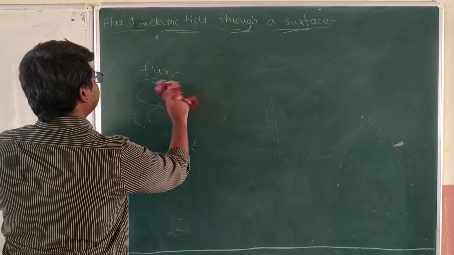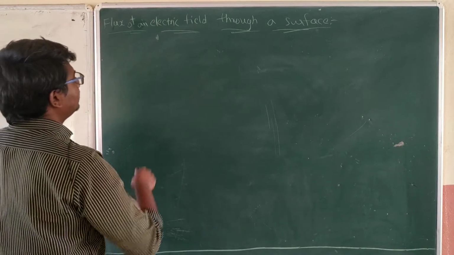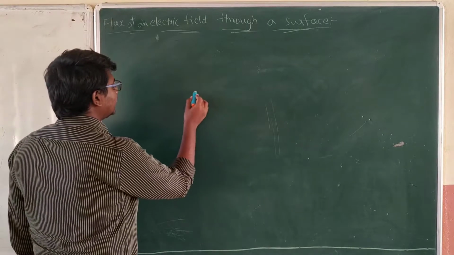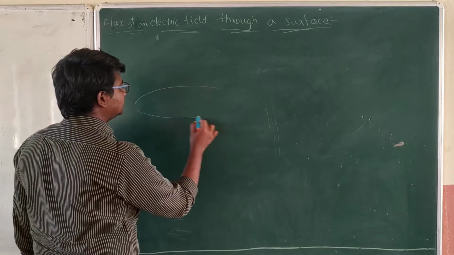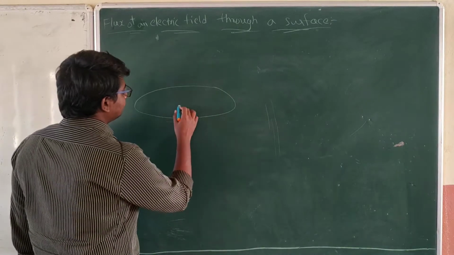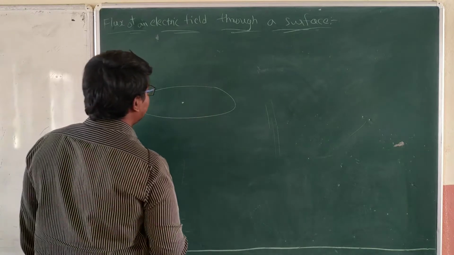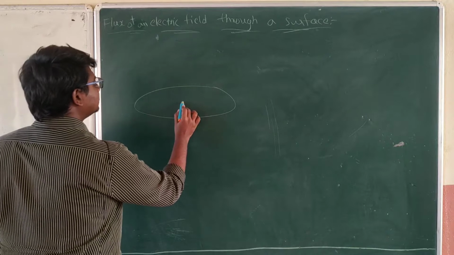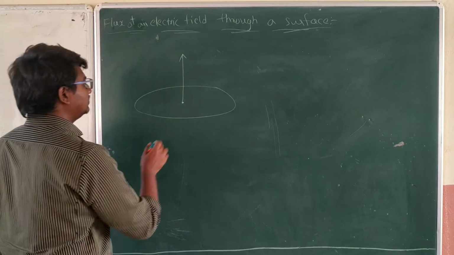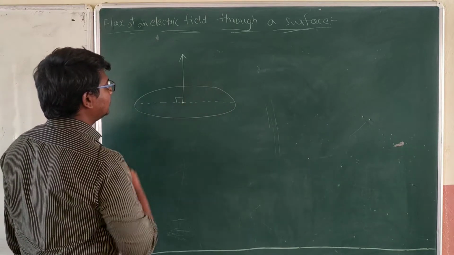Now you just understood what is meant by flux. Flux of an electric field through a surface. Now let's consider any arbitrary surface like this. I am considering a point here, a central point also we can consider, and a line I am drawing perpendicular to the plane of this surface.